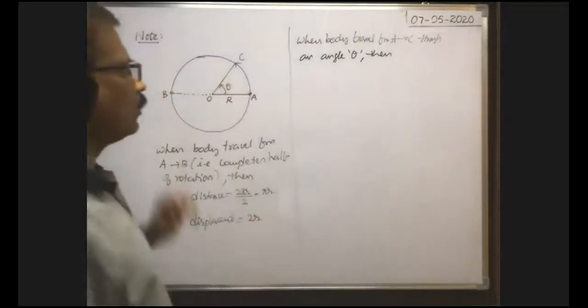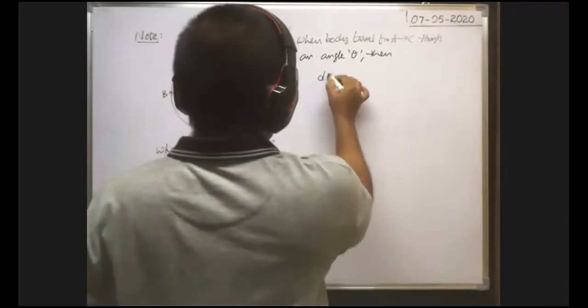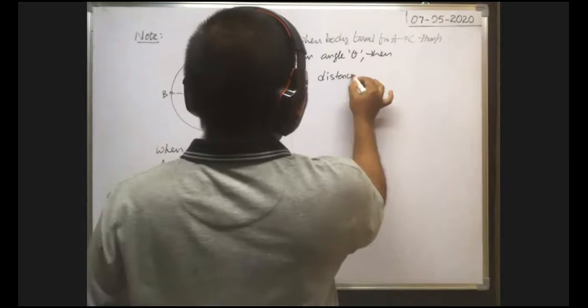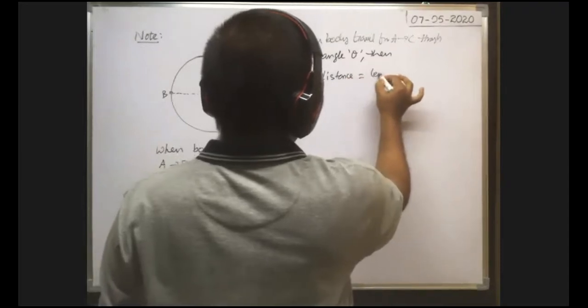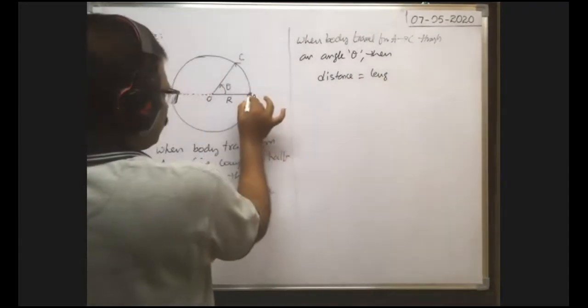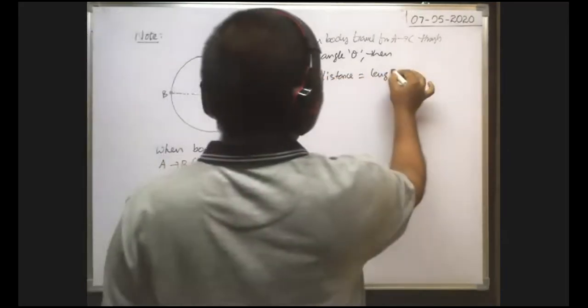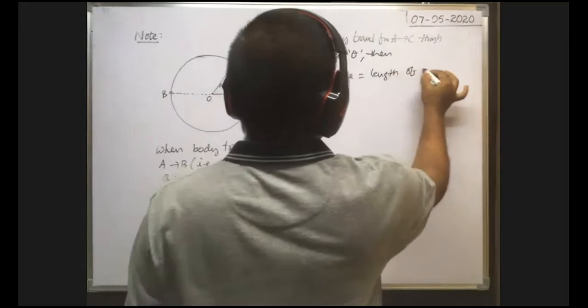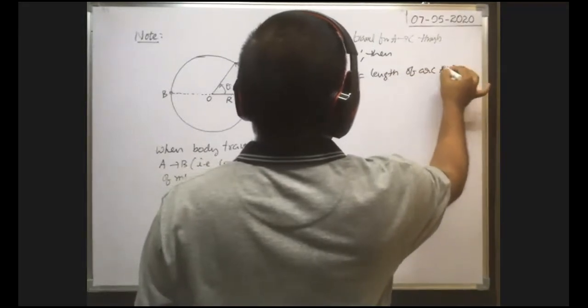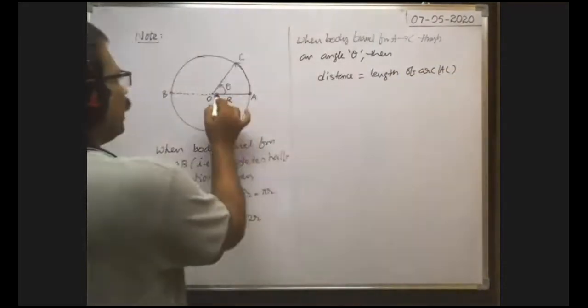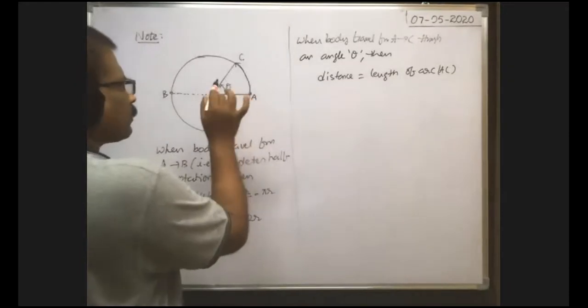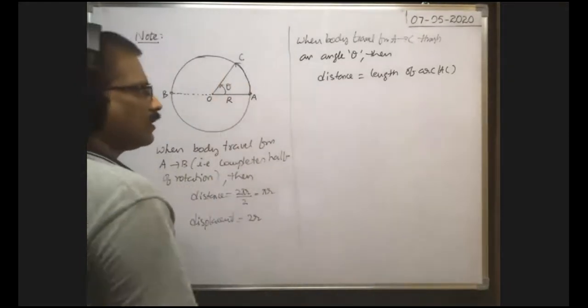Distance traveled is equal to the length of the arc, because the body travels from A to C along this path. That's why the length of this path is the distance. So the length of arc AC is the distance traveled. But we are given just r and theta. In terms of r and theta, we have to find the distance traveled.